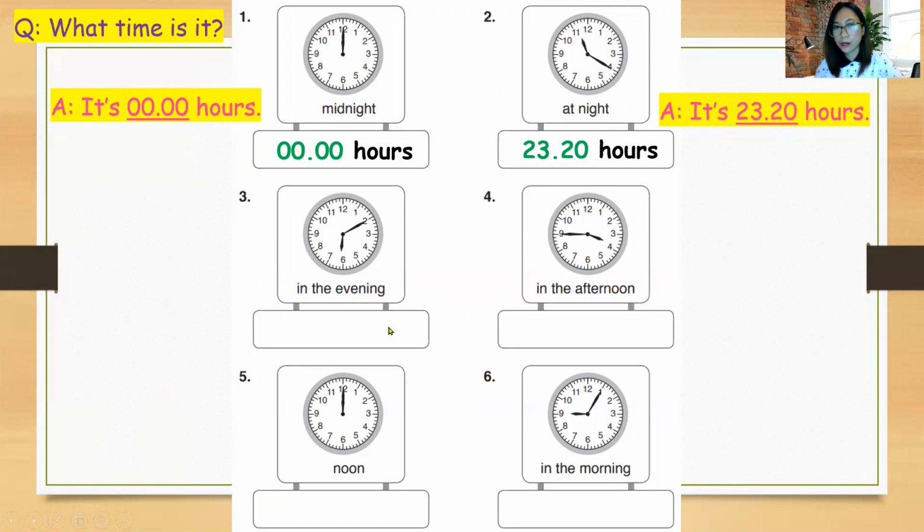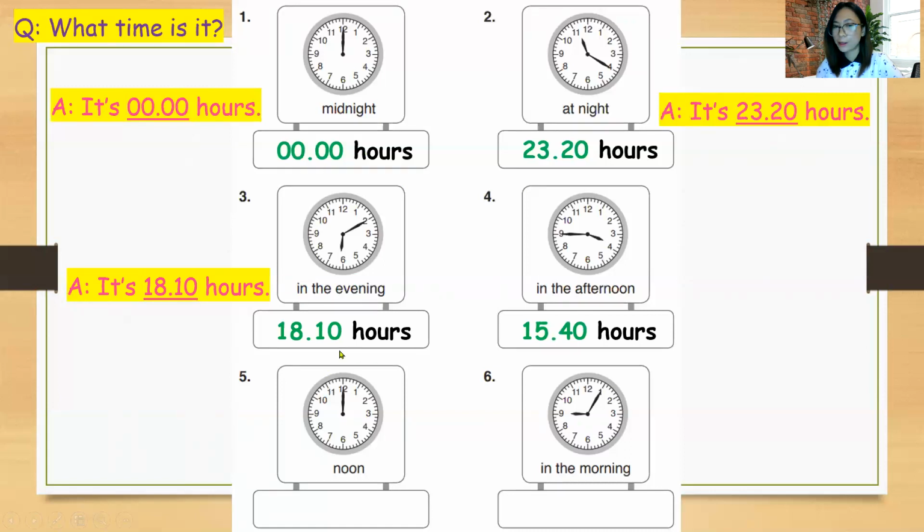Let's go to number 3. In the evening. So it means it is past 12. Can you guess? Okay, the answer is 18:10 hours. It's 18:10 hours.